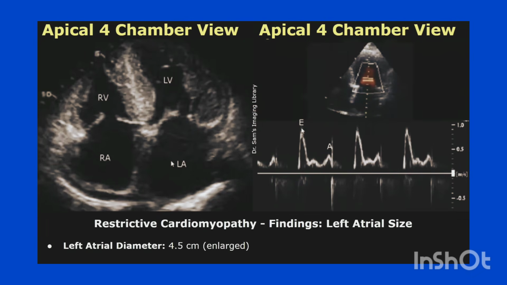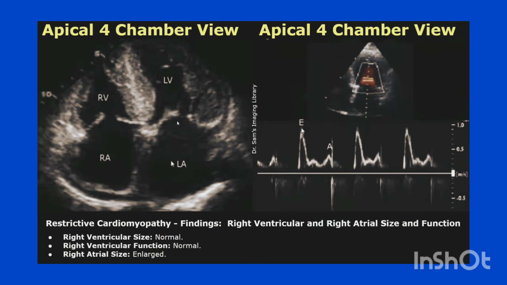The left atrial diameter is 4.5 centimeters. It is enlarged. The right ventricular size and function are normal. The right atrial size is enlarged.